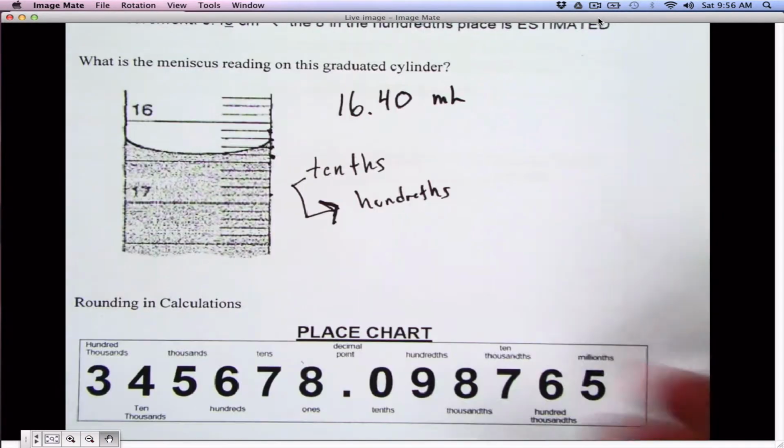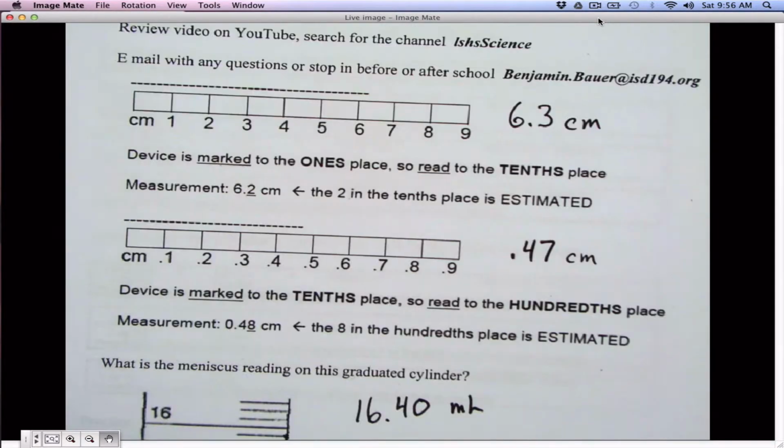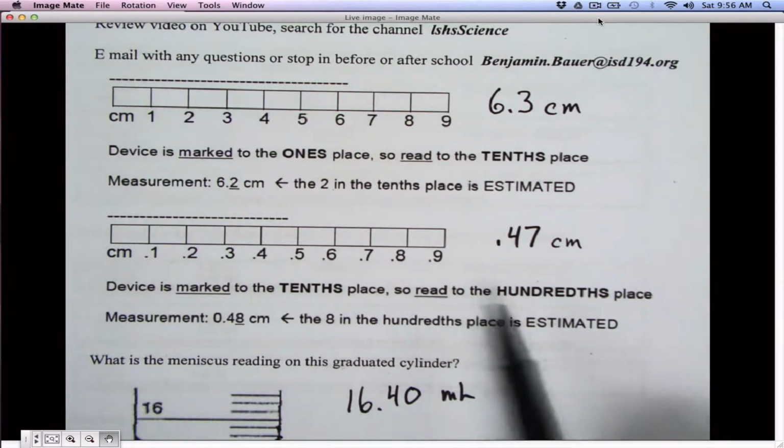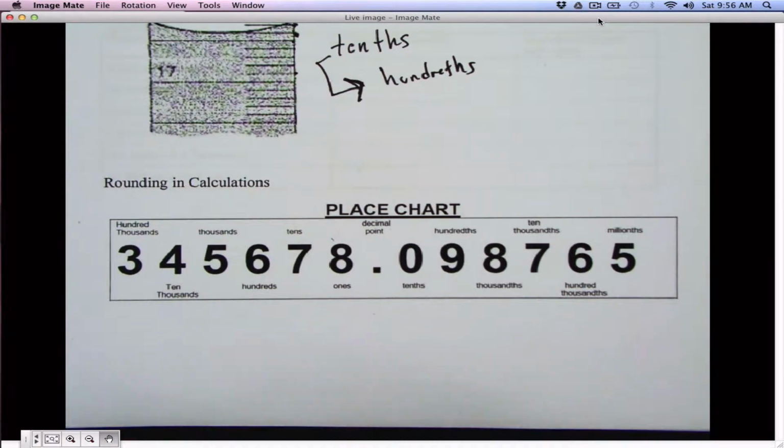All right, and that's where we're gonna leave you off right there. So when you measure, it's one measurement beyond the increments the device is marked to. You go one smaller. If you don't know your places, use that. It'll be very, very helpful.